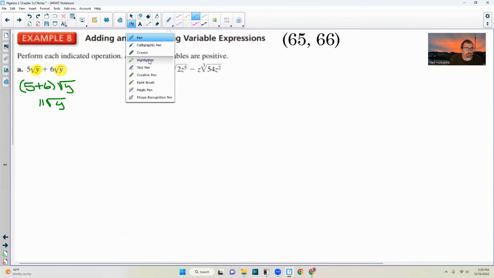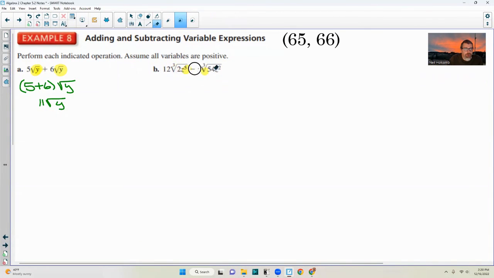But then when I come to this one, the cubed root of 2z to the 5th and the cubed root of 54z squared are not like terms. I cannot just say 12 minus 1, and then there's a z outside here. So there's all kinds of stuff going on here that we need to try to simplify and make them equivalent. So what are we going to do?